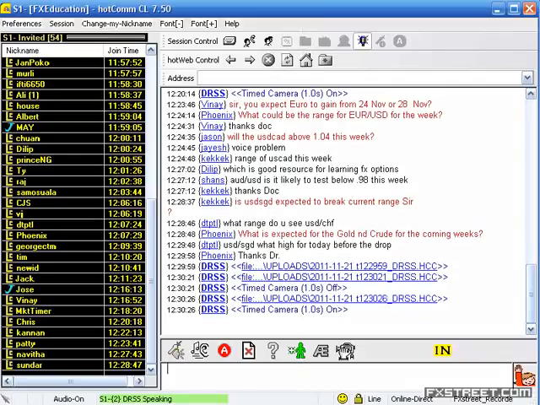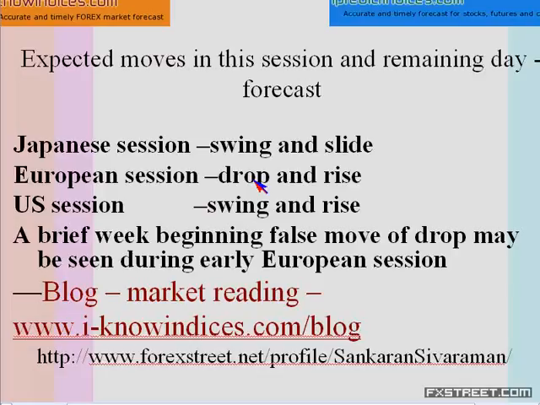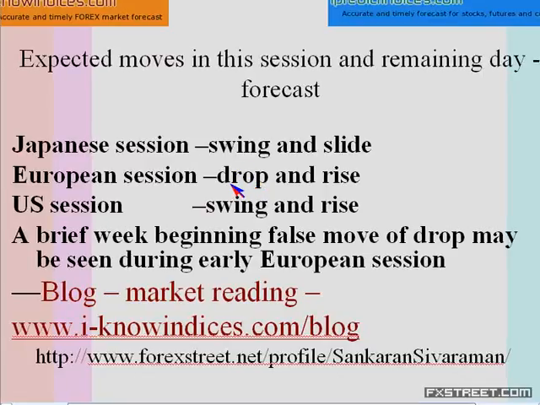Let me go back to the PowerPoint presentation. Expected market moves for today: swing and slide moves may be seen during the Japanese session, with a quick drop, which may not be very significant, and in one or two pairs it might be a drop. Then afterwards the rise is expected during the European session. If the drop does not happen, understand that the rise will be very severe on that side. Then in the US session, swing and rise moves are expected.